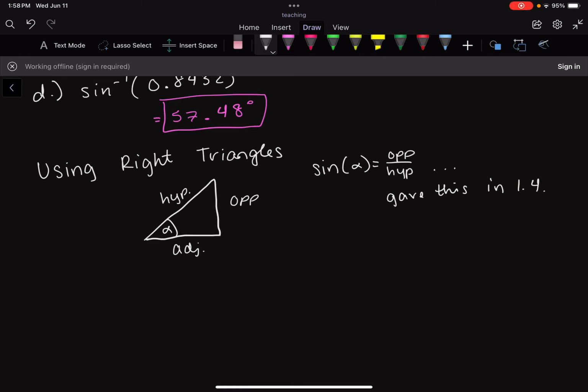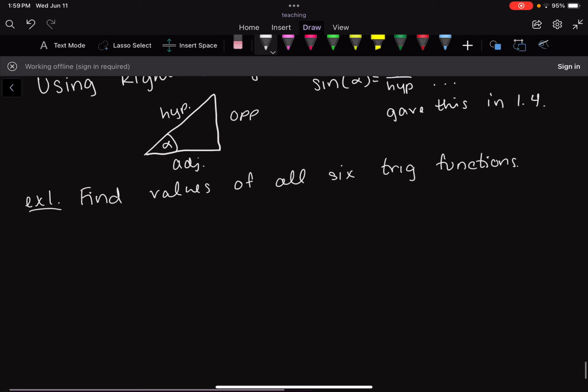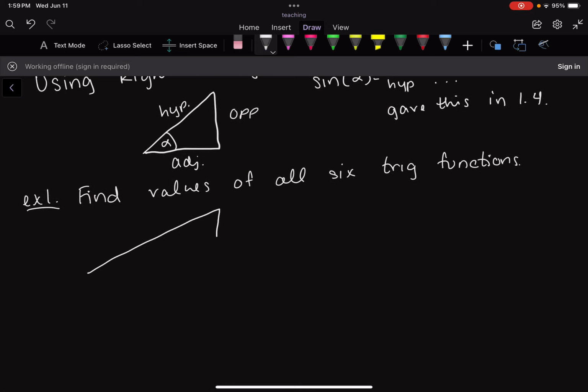So let's do an example. This says find values of all 6 trig functions. And this one gives us a triangle. So for this one, I'm going to put alpha up here. I'm going to do 1, 4, and that's it. That's all I'm going to give us.